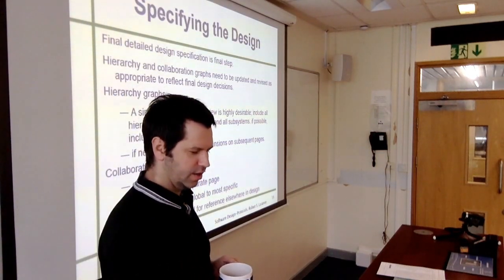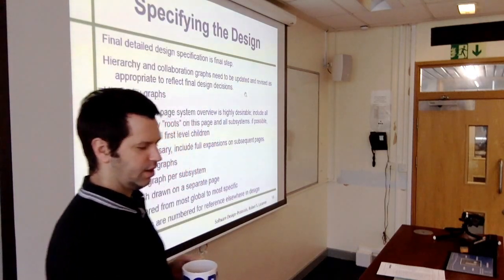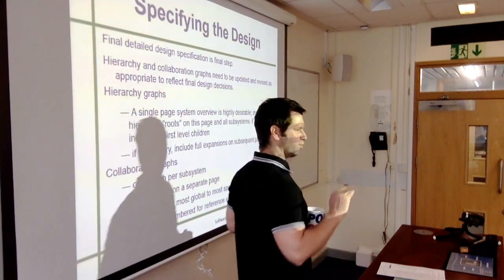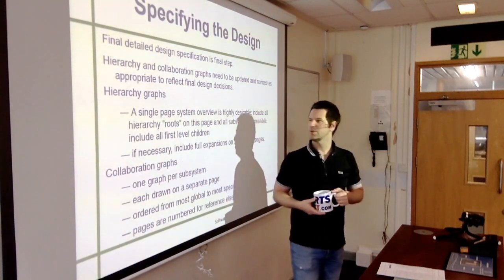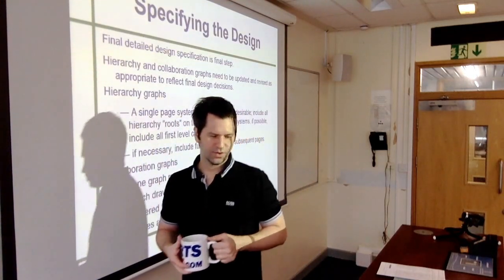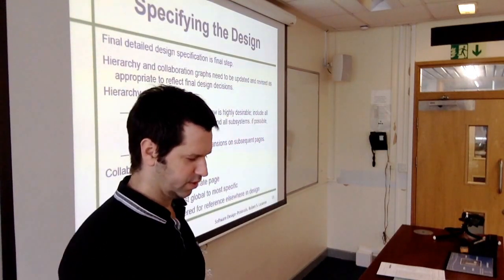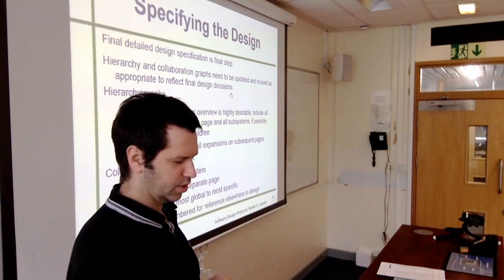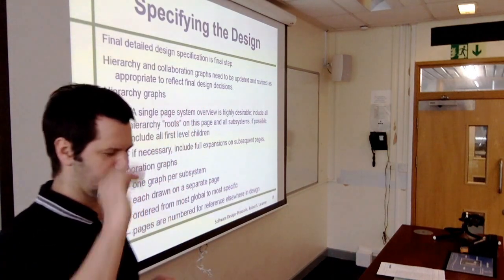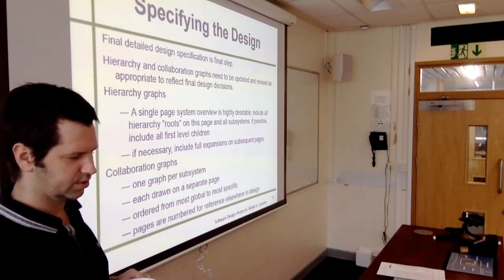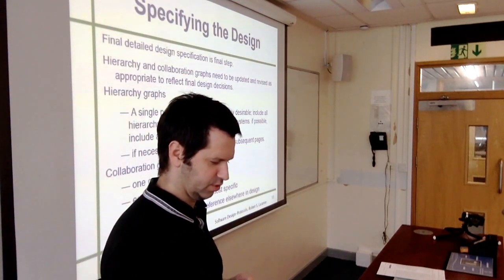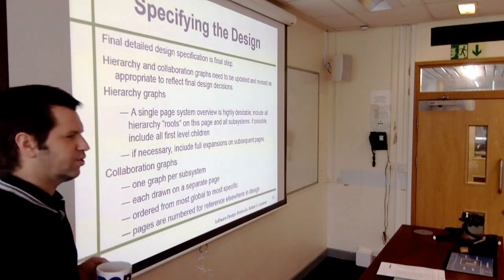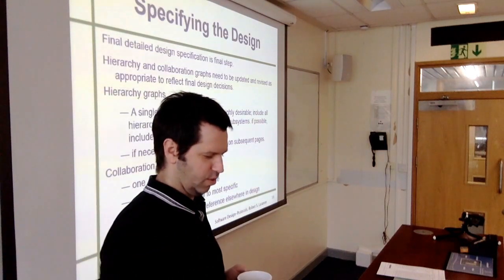So the hierarchy and collaboration graphs are updated and revised to reflect the final design decisions. After you've discussed your protocols, you've specified your protocols, hierarchy graphs each are on their own page. For example, a single page system overview is also highly desirable, including all the hierarchy roots or the parent objects and all the subsystems, and if it's possible, the first level children. I think in the assignment in this module, it would be possible to include that on one page.